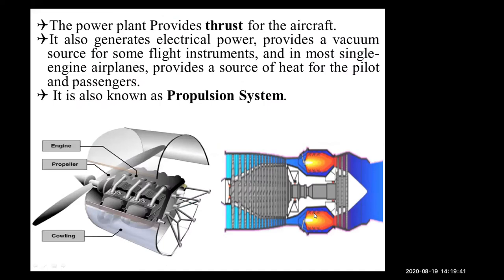So the power plant, mainly its purpose is to provide thrust. The main purpose of the power plant of an aircraft is to provide thrust for the aircraft. And this thrust is responsible for driving the aircraft forward. Of course, we will see in detail how thrust is generated by the various types of aircraft engines. It also generates electrical power in addition to providing thrust. It generates electrical power for the various subsystems in the aircraft, and it provides a vacuum source for some flight instruments. And in most single engine airplanes, it provides a source of heat.